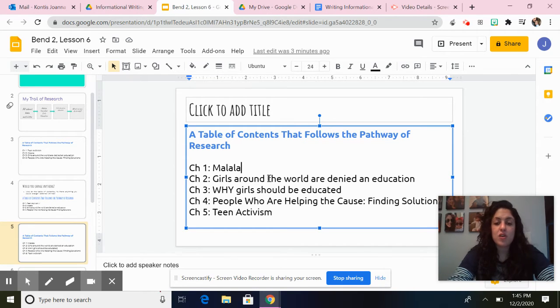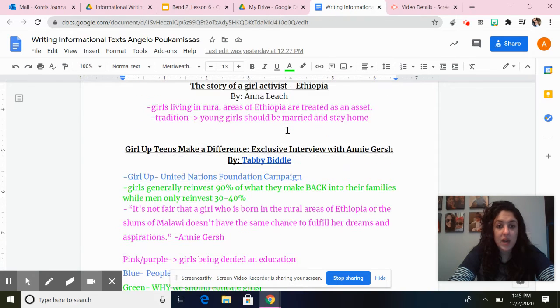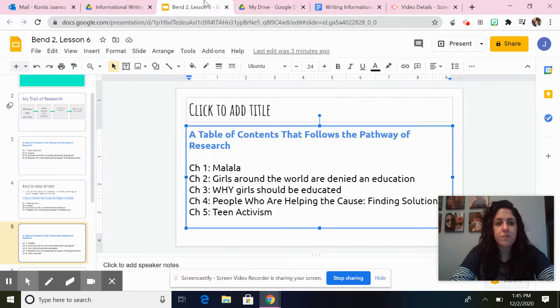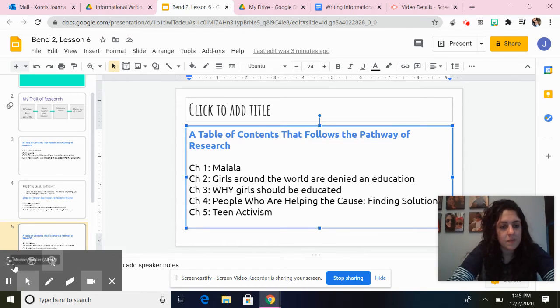Then I put girls around the world are denied in education, so I kept that same chapter. And then I added the chapter we just talked about, why girls should be educated, because I looked at my notes and saw that we had a solid amount of information on that. Then I put in people who are helping the cause, finding solutions, and then teen activism. In the teen activism section, I can add a bunch of other teen activists that have worked on girls' education, or I can add my teen activism flash draft, which talks about what a teen activist is.